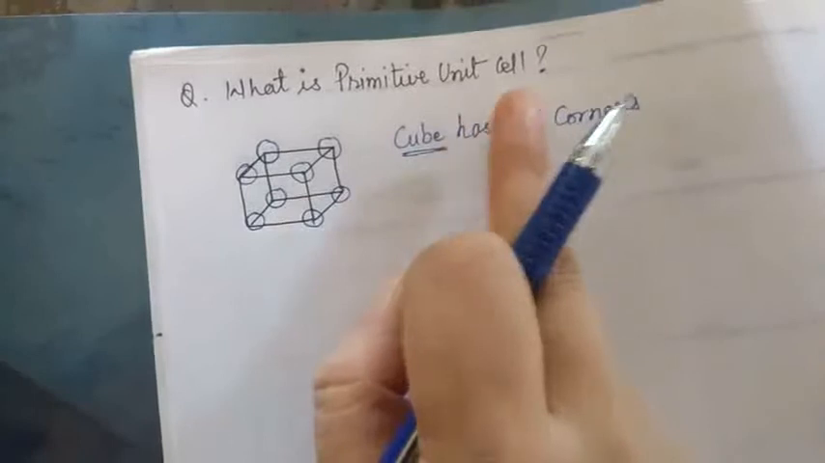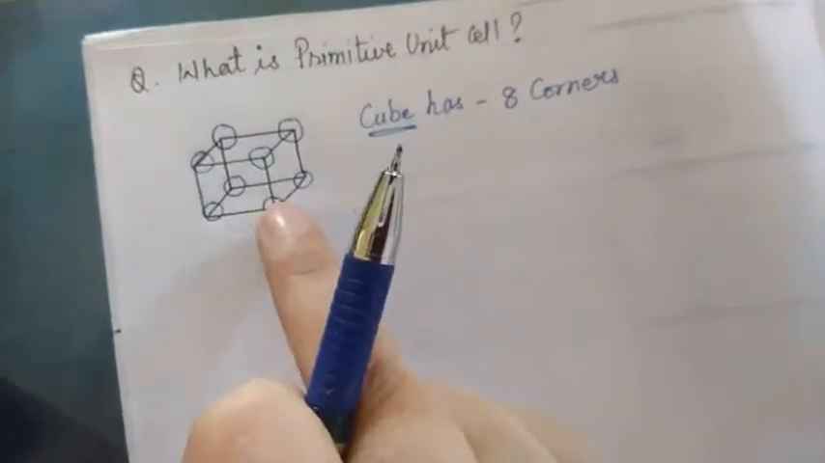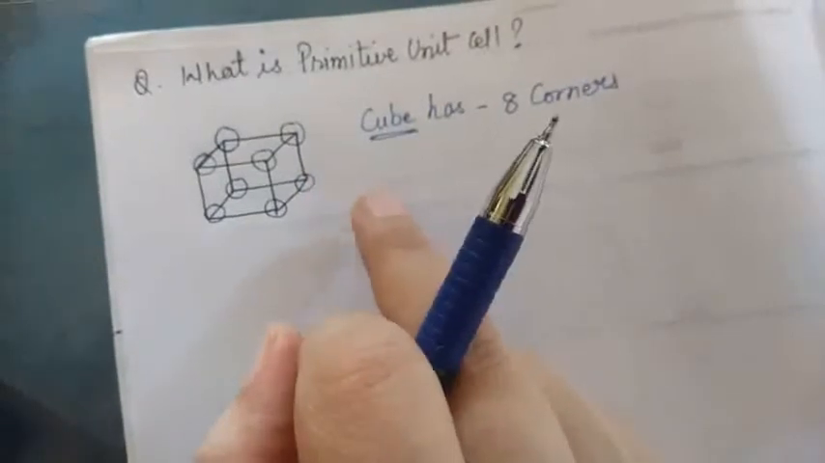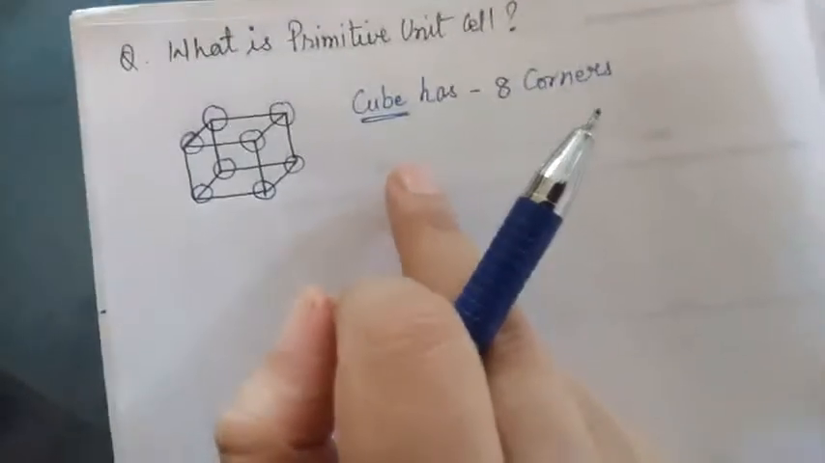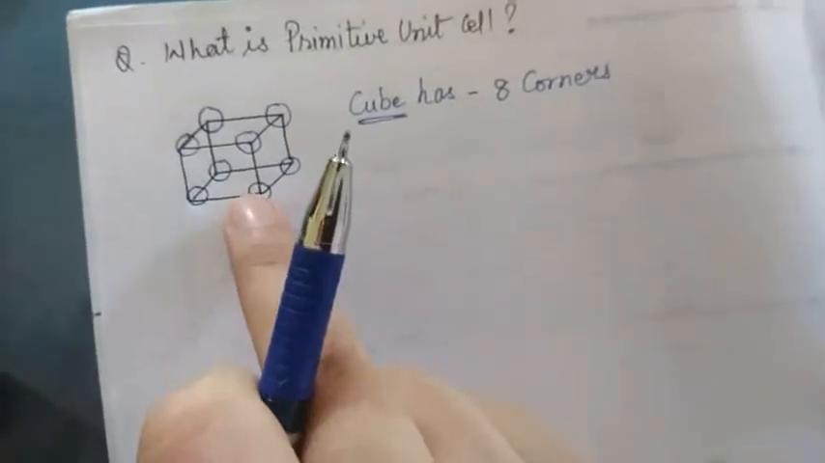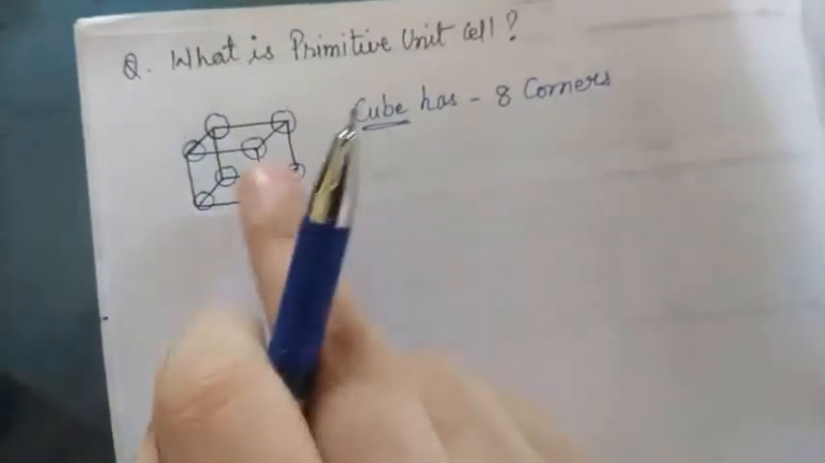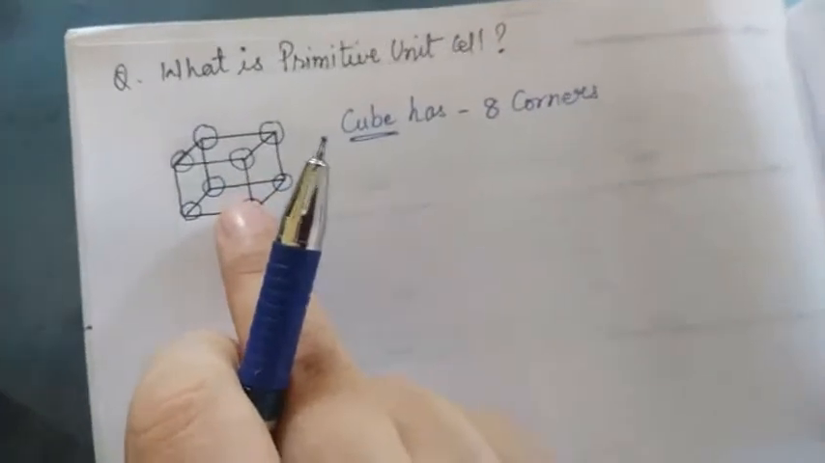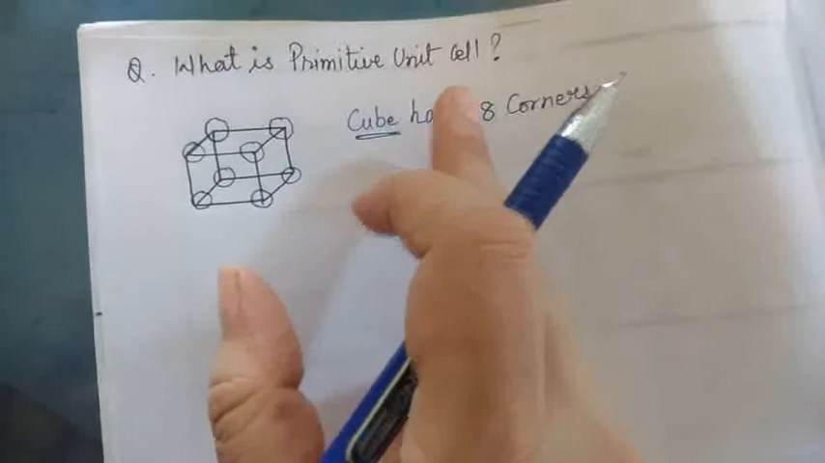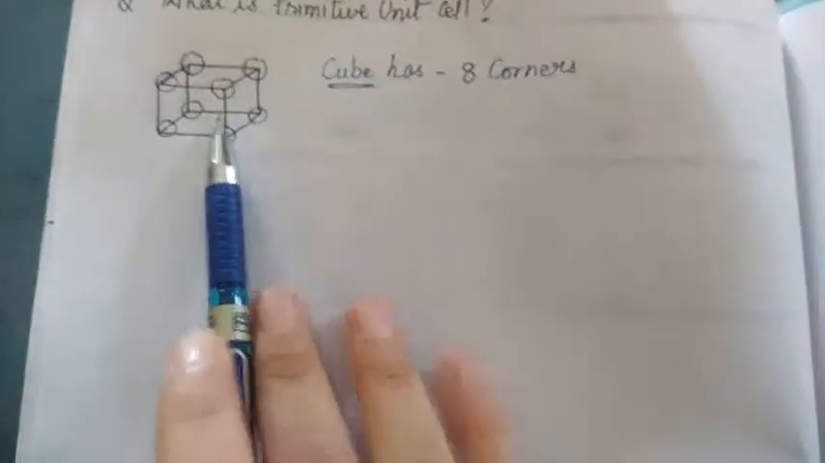So a primitive unit cell is a unit cell which has atoms or ions or molecules. What are atoms, ions or molecules? These are the constituent particles, the particles from which the unit cell is made up. So the particles are present only at the corners. If they are present only at the corners, then it is called a primitive unit cell, right? So this was a primitive unit cell.